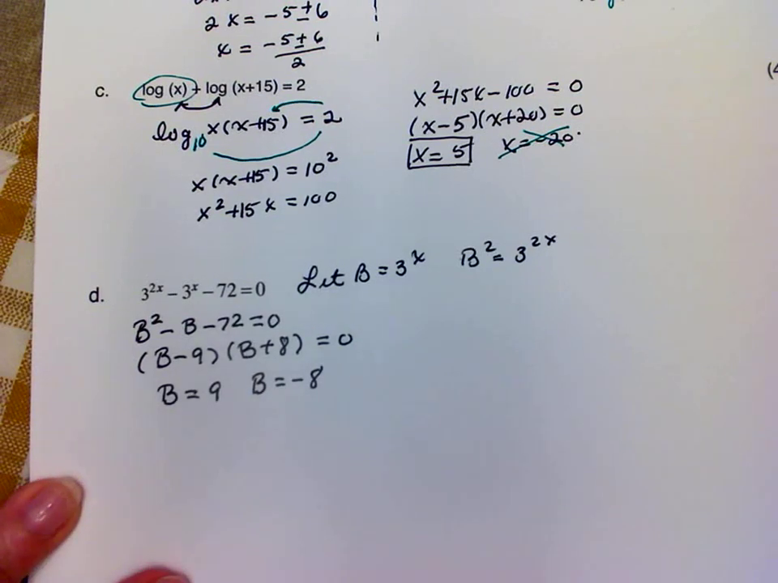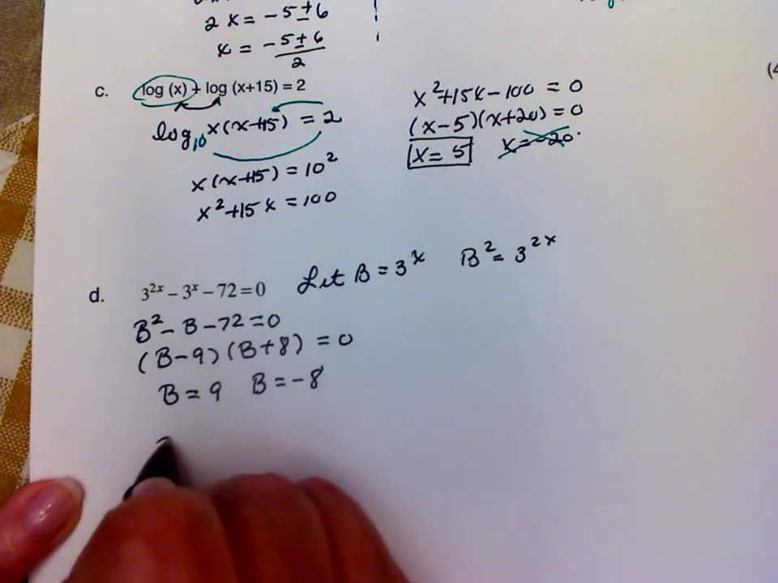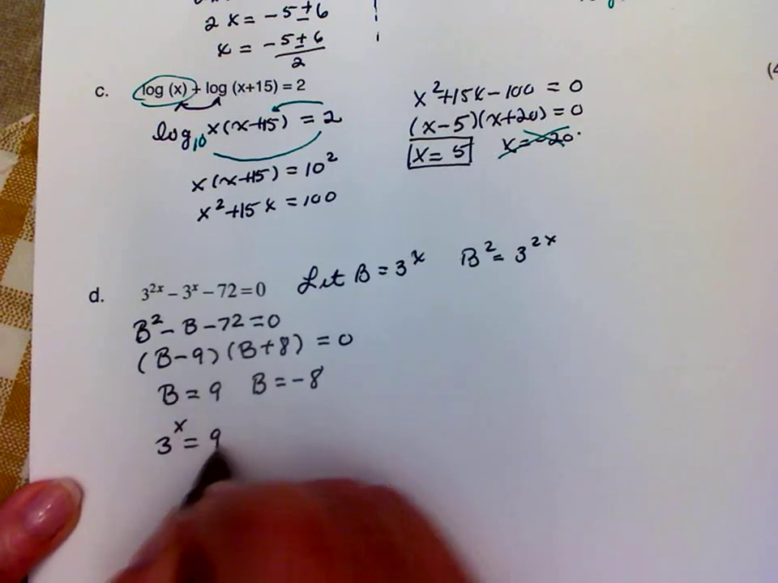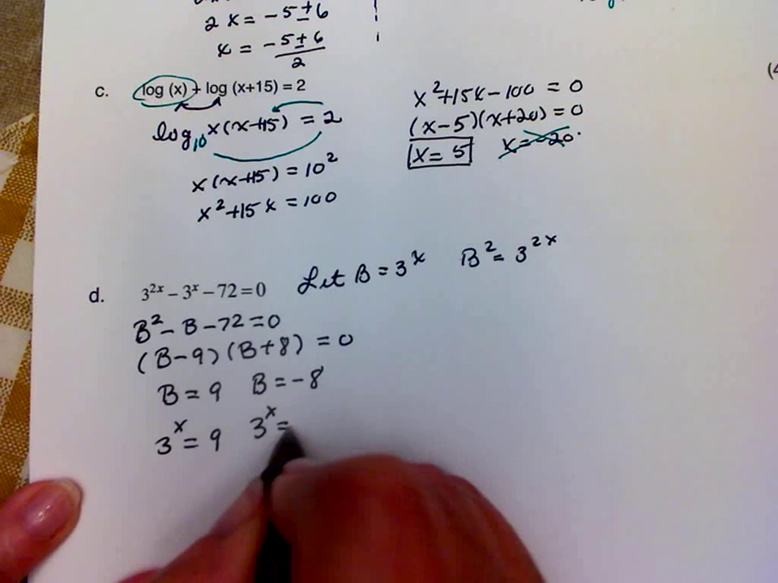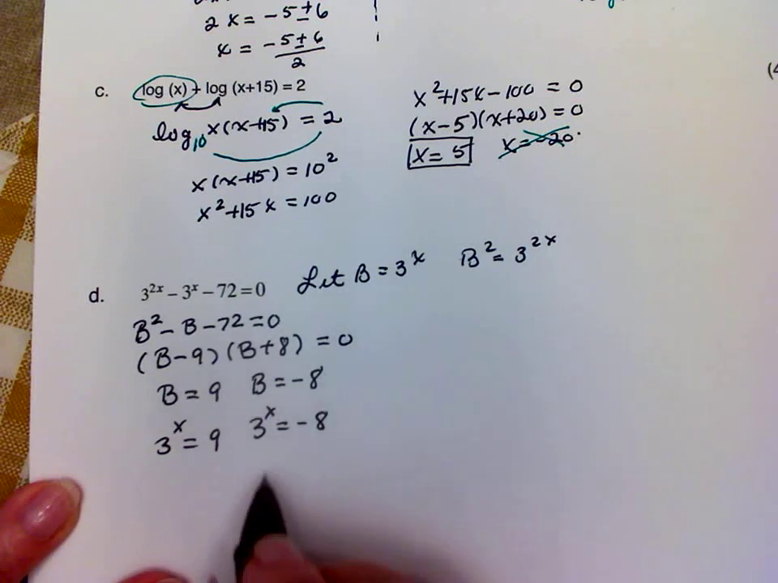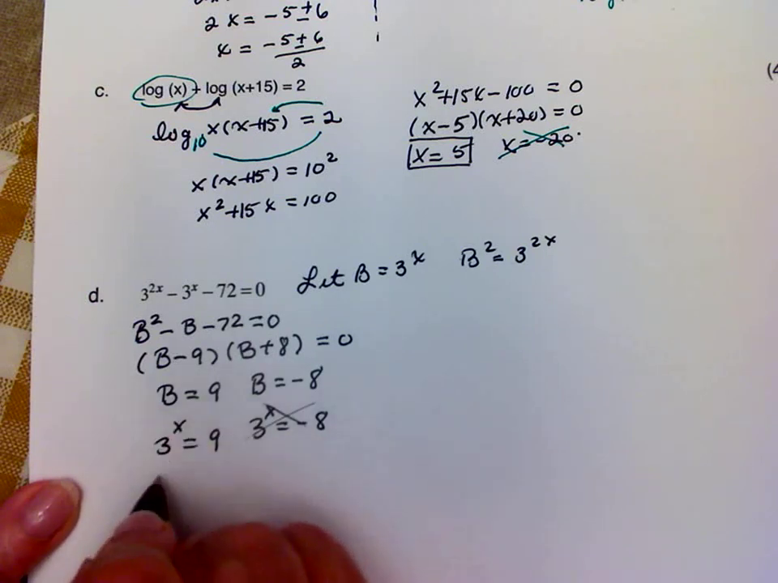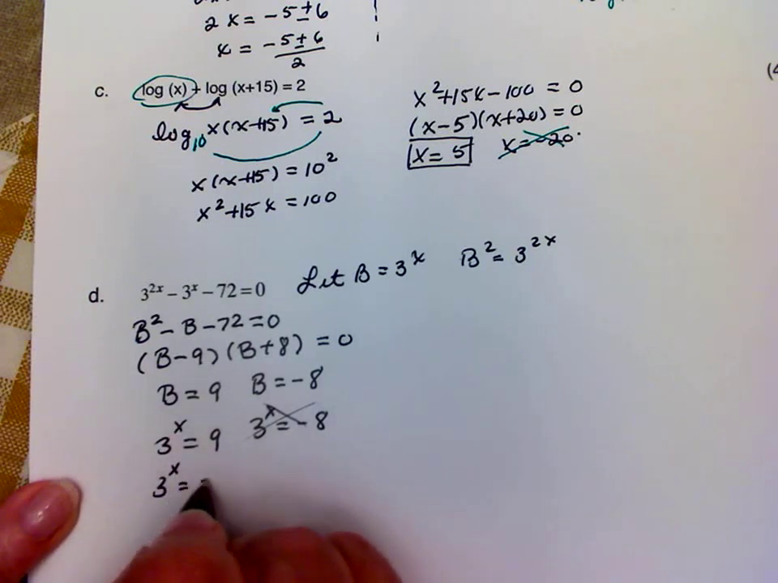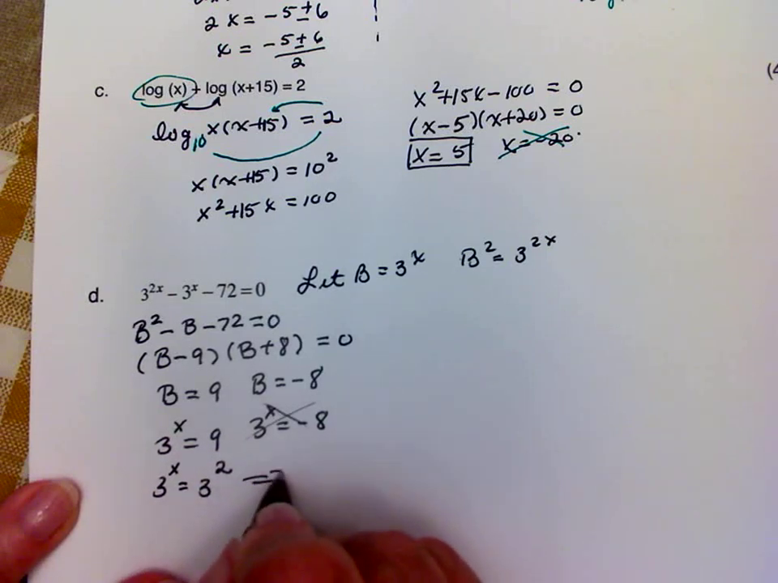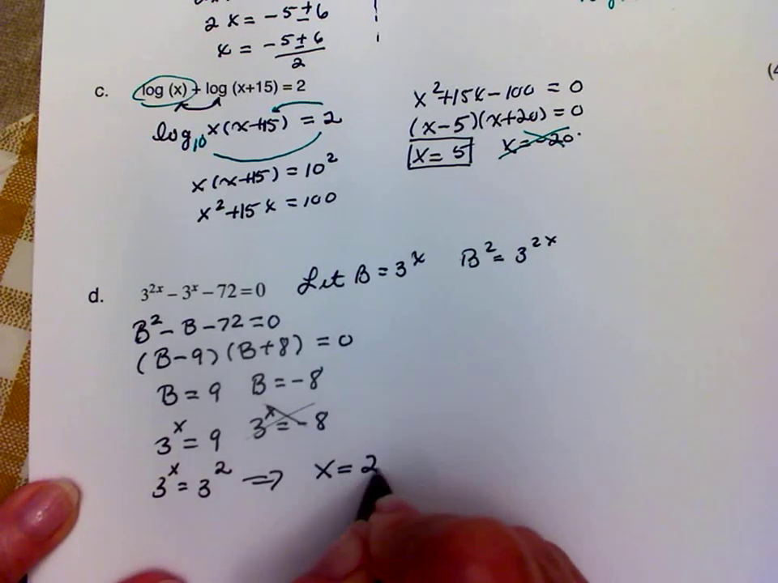Well, b was 3 to the x, so 3 to the x equals 9. 3 to the x equals negative 8. Well, this is an exponential. It's never negative, so that's out of the question. 3 to the x equals 3 to the 2, so this is going to tell me that x equals 2.